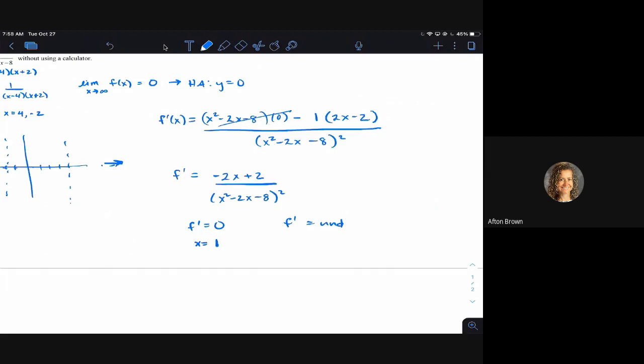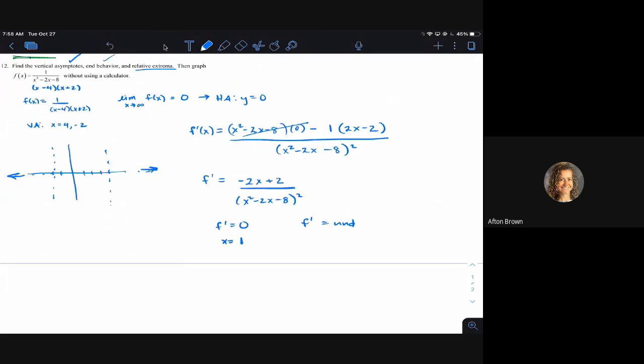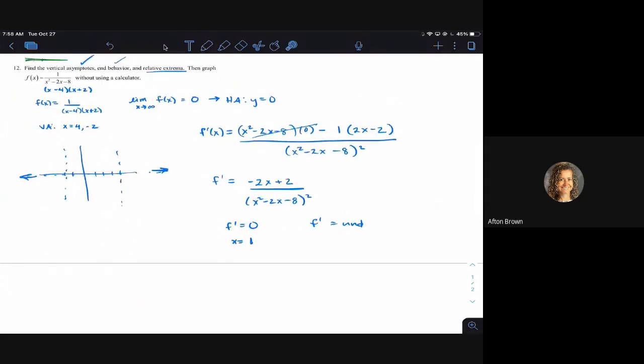When is the denominator undefined? We already know. That denominator is the same denominator that we have right here. It's just squared. So it has the same x values make it equal 0. So it's undefined at 4 and -2. But I already know 4 and -2 can't be max and mins. How do I know that they can't be max and mins? Because they're vertical asymptotes. So the only candidate for a max or min would be at 1.